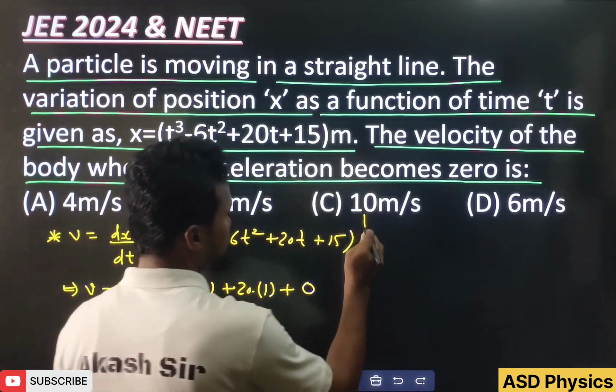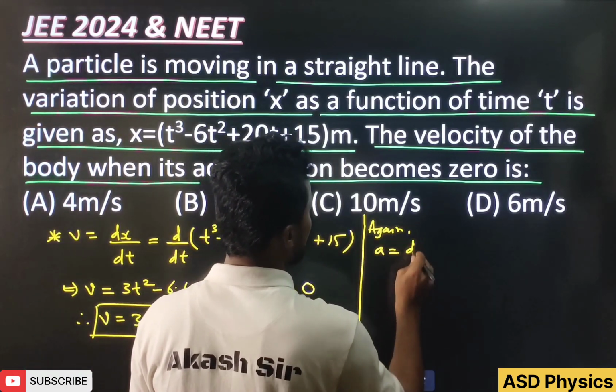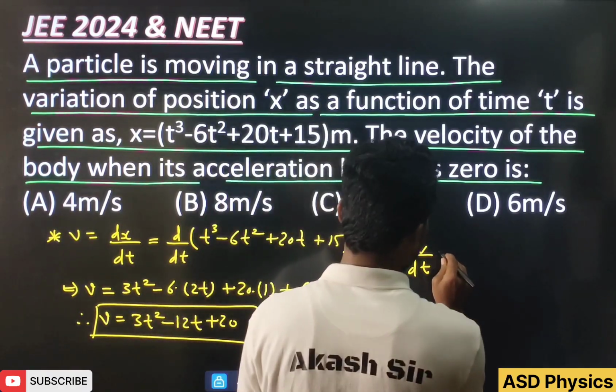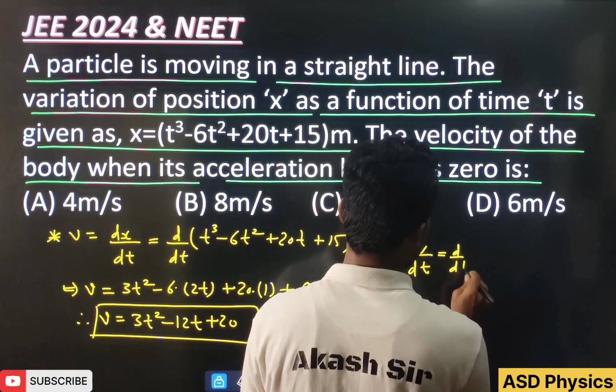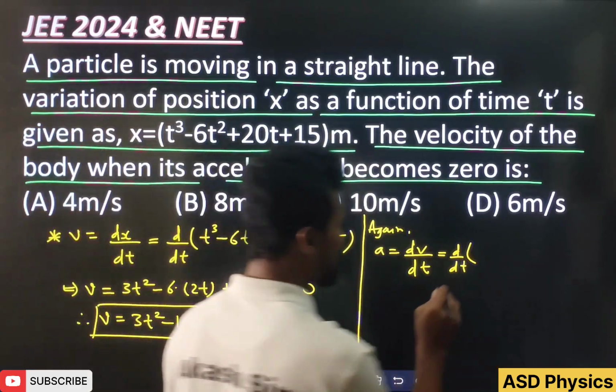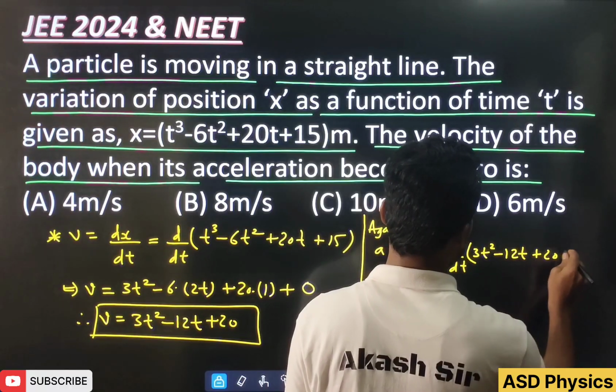Now students, after that again, what we have to calculate here is the acceleration. So acceleration is given by dv by dt. So what we can write here, see, d by dt of velocity, that is, d by dt of 3t square minus 12t plus 20.